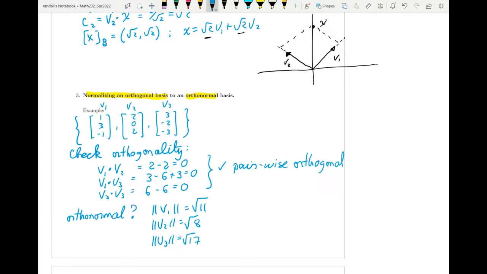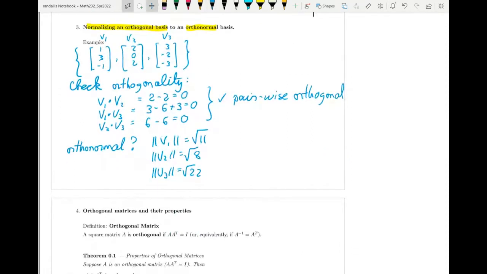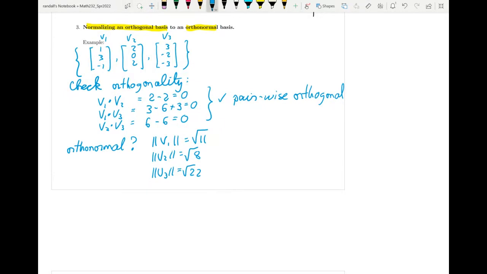Does that look right? Sorry, 9 plus 9 plus 4. Sorry, that's 22. Yeah, so I made a little mistake there. So let's do that. 22. And is V2? Yeah, 28. Good. So from this, we normalize. Okay, so now normalize. I'll make some space here. So now we normalize.